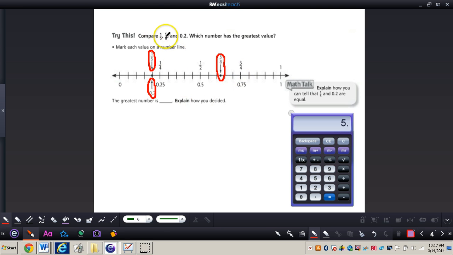Now between 1/5, 5/8, and 2/10, we can easily see, based upon the number line. It's not easy when you look at them right up here, but when you put them on a number line, much, much easier. 5/8 would be the number with the greatest value, and the reason why we know that is pretty simple. Of the three numbers, 5/8 is farthest to the right. That's how we're going to explain how we decided this. Of the three numbers, 5/8 is farthest to the right on the number line.